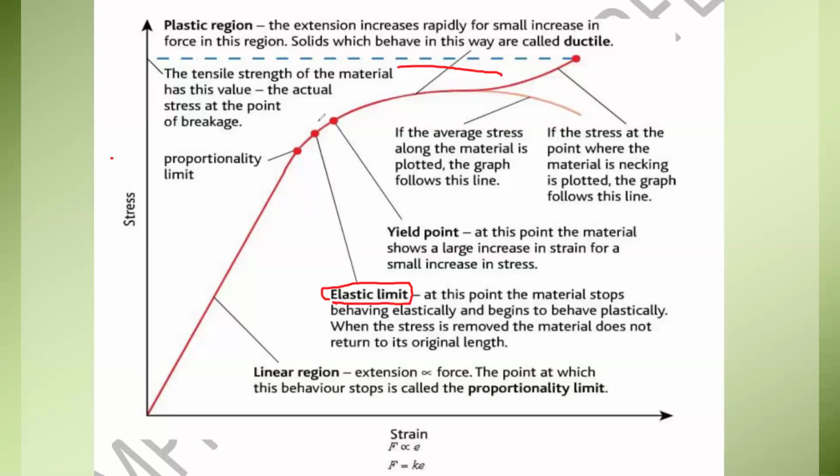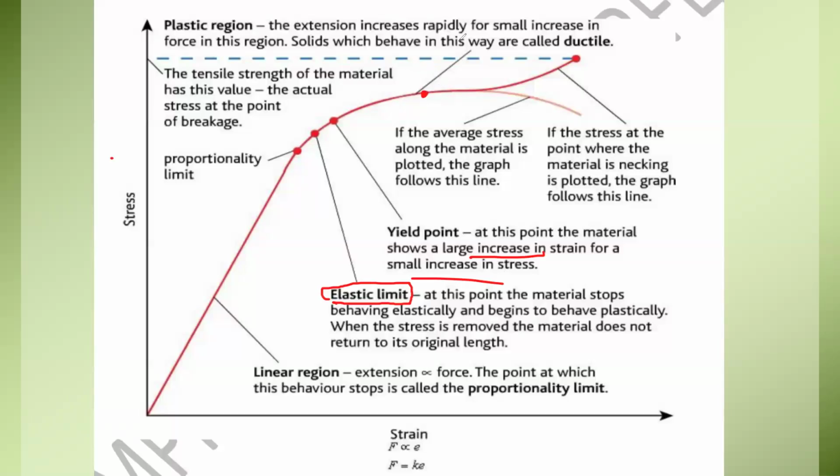Then after the elastic limit, we have a region which we call the yield point region. Yield point region means a very small change in force gives a maximum change in extension. At this point, the material shows a large increase in strain for a very small change in stress. Then there is UTS.